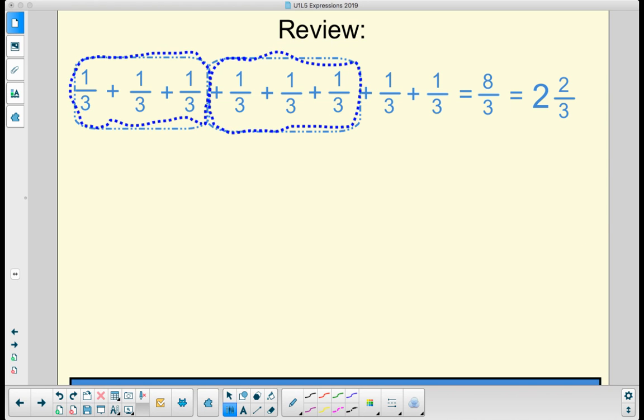So that's how they got 2 wholes. Left over, we had 2/3 left over. If I added it as a fraction, 1, 2, 3, 4, 5, 6, 7, 8, and the size pieces are thirds. So here's my fraction greater than 1, 8/3. Mixed number, fraction greater than 1.